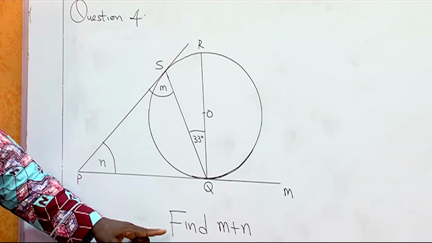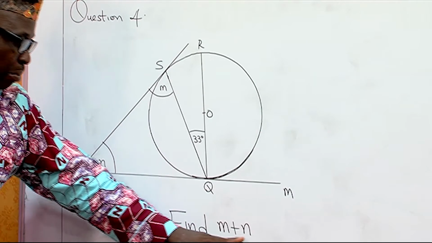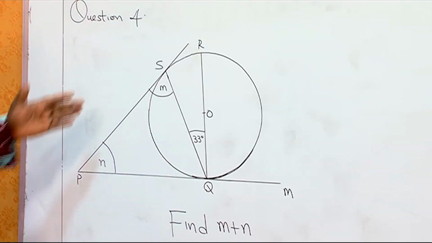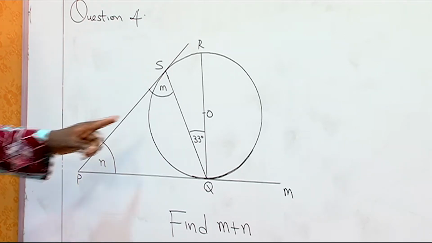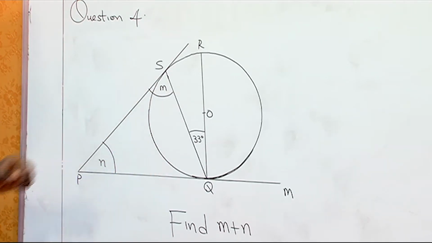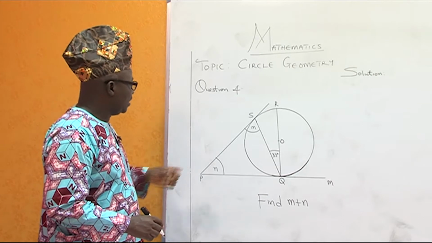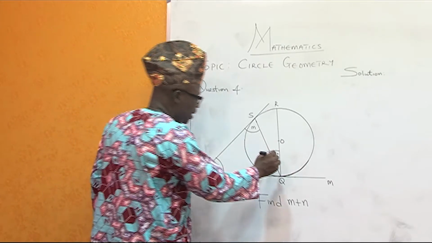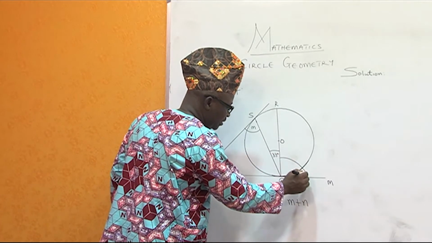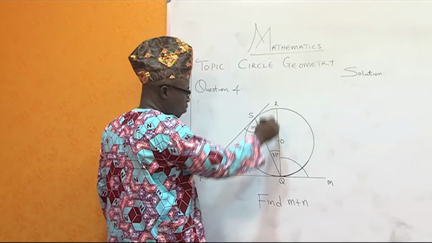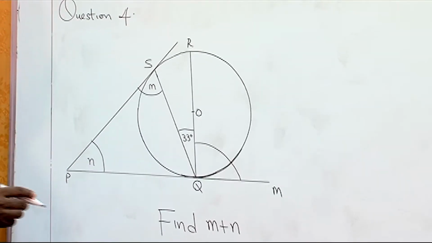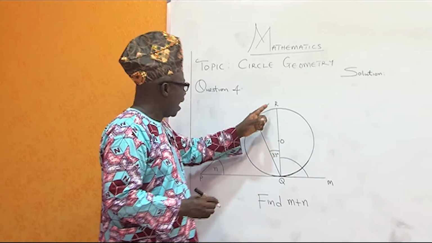We are required to find angle M plus angle N. This is the diagram we are given. This is M and this is N. So looking at this diagram, let's look closely at this angle here. That is angle RQM.